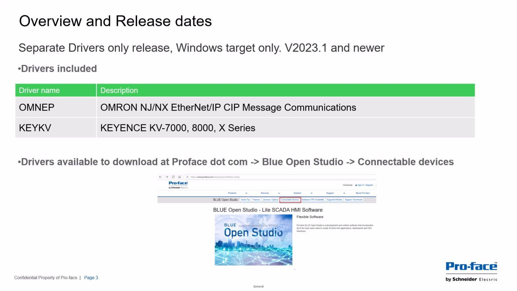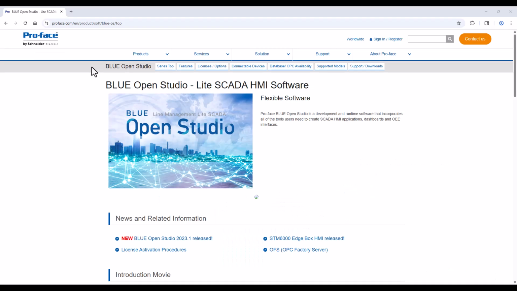And again, here's the two new drivers that we are releasing: the Omron NJ-NX Ethernet IP CIP message communications driver, and then the Keyence 7000, 8000, and X series driver for the Keyence PLCs. These drivers are available to download at proface.com. If you go under the Blue Open Studio connectable devices page, you will see those drivers there.